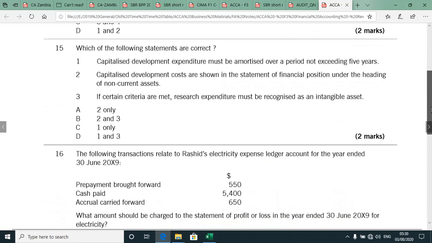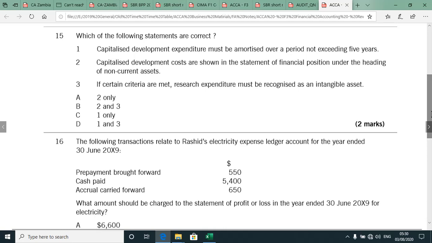Then 15 says, which of the following statements are correct? 1, capitalized development expenditure, again still dealing with intangible assets, must be amortized over a period not exceeding 5 years. There's a limit there, which is not good. There's no limit. Then 2 says capitalized development expenditure is shown in the statement of financial position under the heading non-current assets. That's correct. And then 3 says if certain criteria are met, research expenditure must be recognized as an intangible asset.